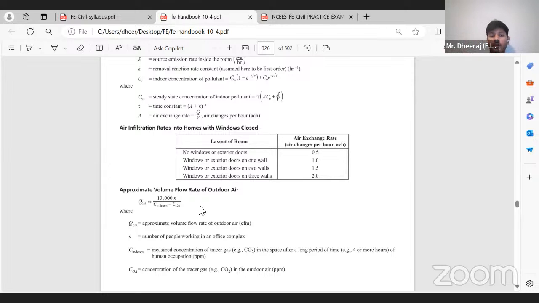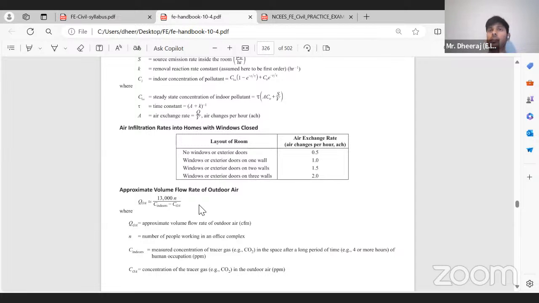But in the question you will have something like, what is N, the number of people working in an office complex, and what is the concentration? The only thing you need to do is plug the values into this formula. That is the reason the only subject that you need not really study is environmental. Just go with the handbook, use Control F.